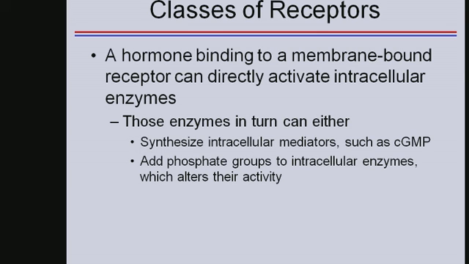Classes of receptors. A hormone binding to a membrane-bound receptor can directly activate intracellular enzymes. And those enzymes can in turn either synthesize intracellular mediators such as cyclic GMP, or add phosphates to the intracellular enzymes and alter their activity.